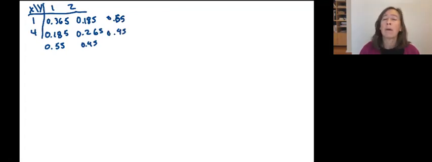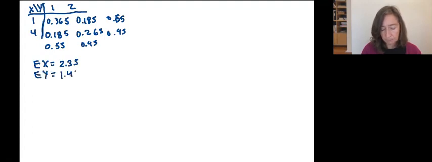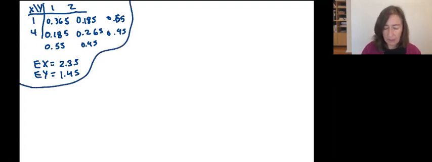And what's the other thing I want to remember from last time? Oh, I want to remember their expected values, because I'm going to need those. Okay, so the expected value of X we found, in one of those many lessons last time, was 2.35, and the expected value of Y was 1.45. So that's all from last time. Let's corral it over here.